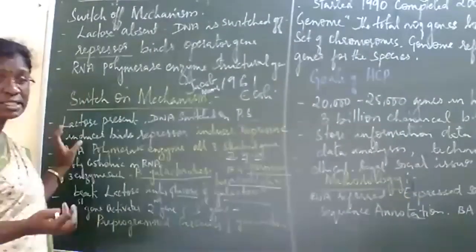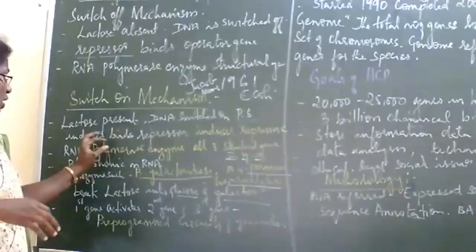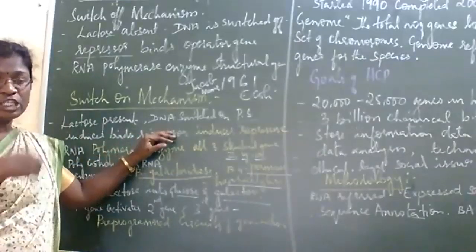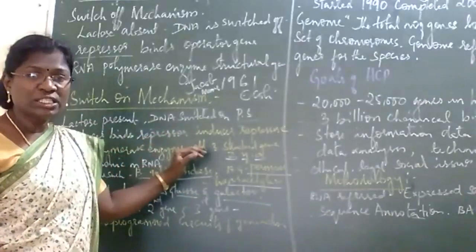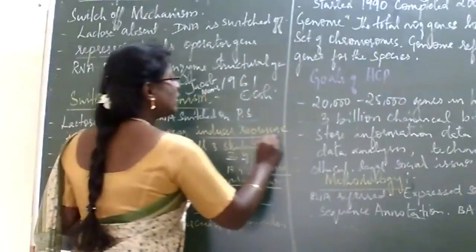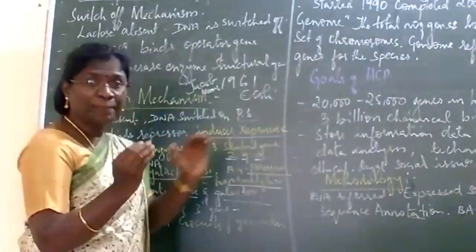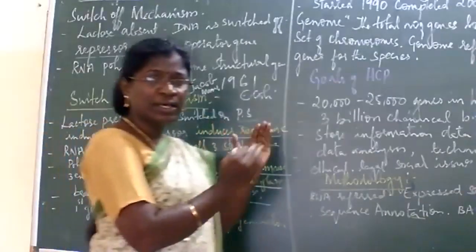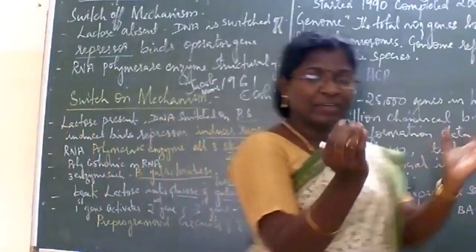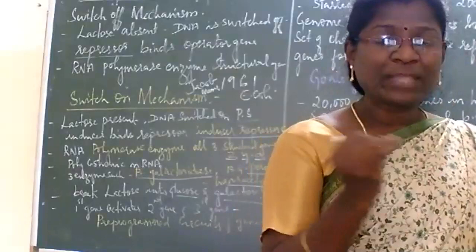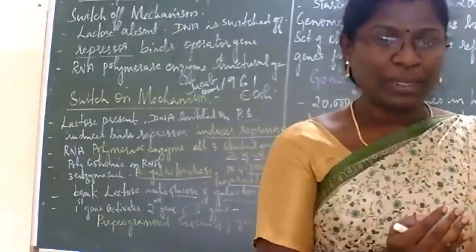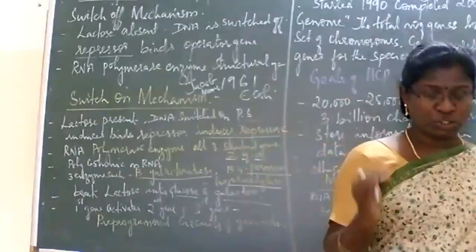So this lactose is being used and it binds to the repressor, which initiates the process. We use the term inducer-repressor complex. When it forms one complex, it is like in your study, where enzyme and substrate form one complex, which is called the enzyme-substrate complex.